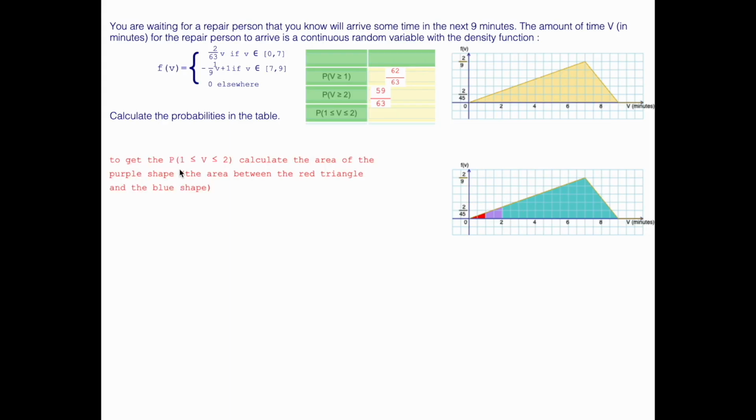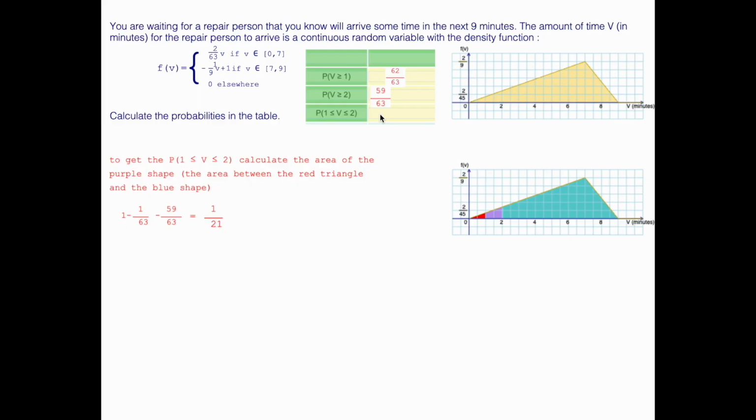To get the probability that v is between 1 and 2, calculate the area of the purple shape. That's the area between the red triangle and the blue shape, which is 1 minus 1 out of 63 minus 59 out of 63. That gives us 1 out of 63 added to 59 out of 63, which is 60 out of 63. 1 is 63 over 63. Take away 60 gives us 3 on 63, which can be reduced. That gives us 1 out of 21.